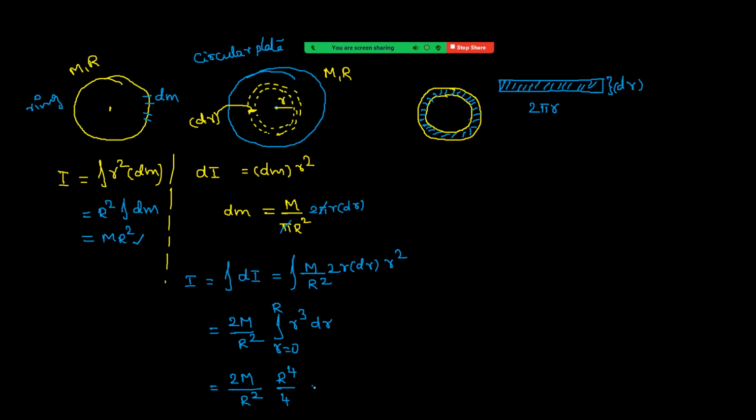So what is left here? 2 times R square, so R square is left: M R square by 2. So this is the moment of inertia for a circular plate, or you can say disk, about its own axis. That means passing through the center and normal to the plane of the disk.